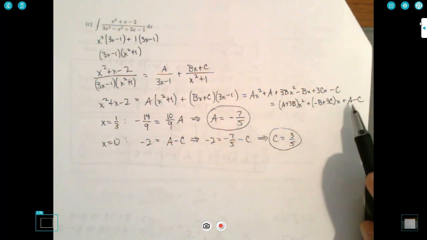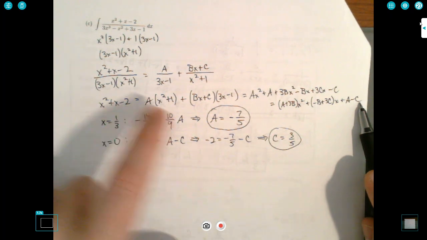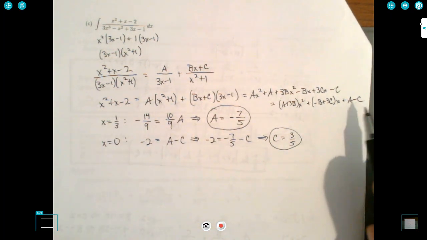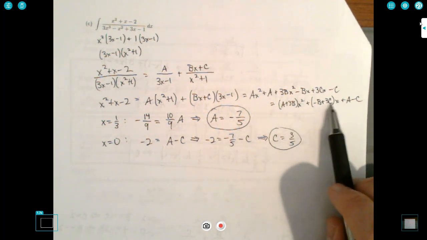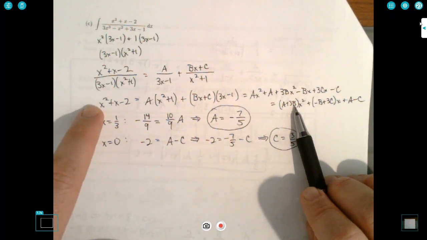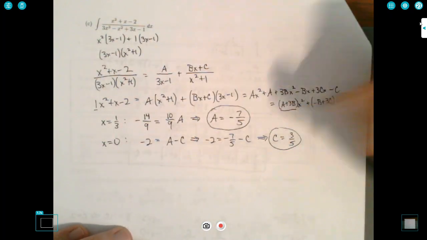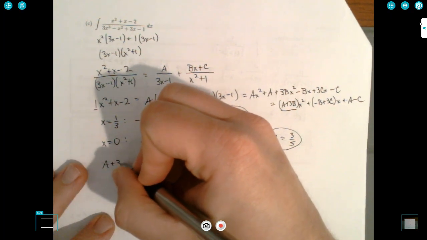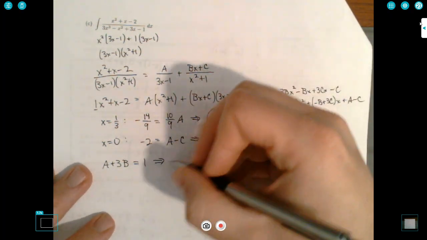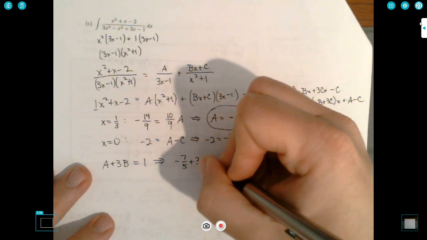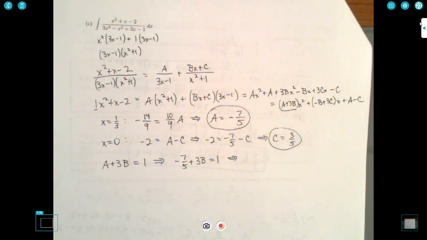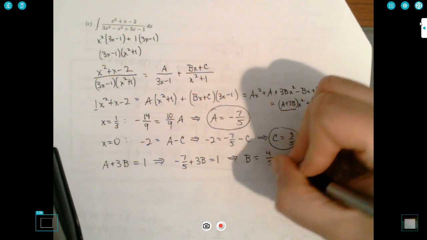Okay? And so first of all, I know that a minus c has to equal -2. I guess we could verify that, right? -7/5 minus 3/5 is -10/5, which is indeed -2. So that works out. But then to solve for b, I could use either one of these, right? So if I use the first one, I know that a plus 3b has to equal 1, right? It has to match this coefficient. Those two things have to match. So a plus 3b has to equal 1. I know that a is -7/5. So 1 plus 7/5 is 12/5. Divided by 3 is 4/5. So b equals 4/5.